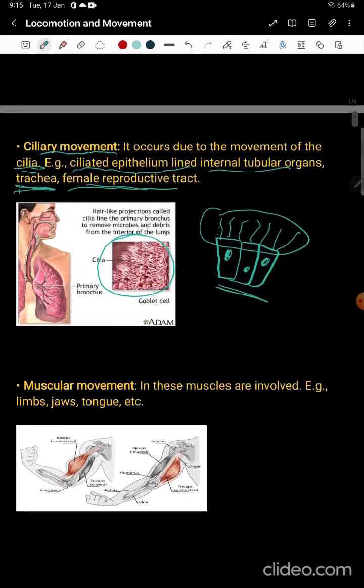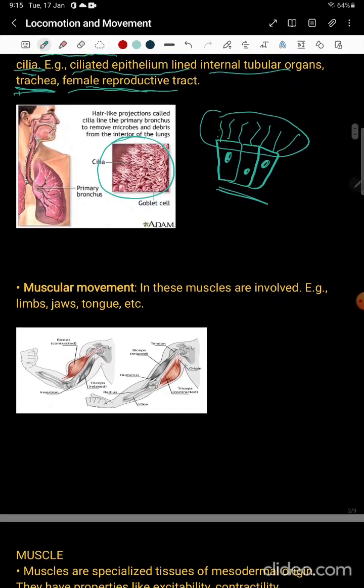Understood? So now the next one is muscular movement. Our whole body is made up of muscles, for example, even the heart. Our heart is contracting and expanding. This is also one kind of movement only, no? This heart is contracting and expanding because it is completely covered with cardiac muscles. So likewise, muscular movement is nothing but movement in which muscles are involved. Example: limbs, jaws, tongue, etc.